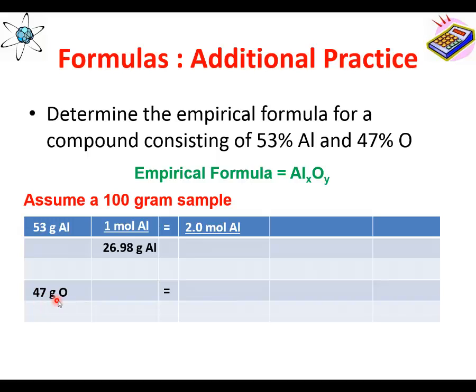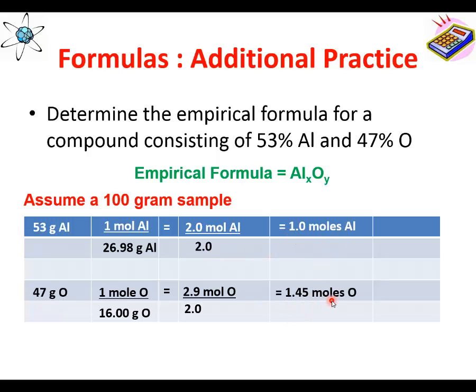If I take the 47 grams of oxygen, divide by the molar mass of 16 grams per mole of oxygen, we get 2.9 moles of oxygen. Now, based on what we've learned, we could divide these by this lowest number of moles. That would be 2. If I do that, I end up with 1 mole of aluminum for every 1.45 moles of oxygen. Now, in this case, we actually kind of took a step back by dividing by the lowest number of moles. We have roughly 1.5 moles of oxygen. We're within less than 0.1 away from that, so that's pretty reasonable to look at.